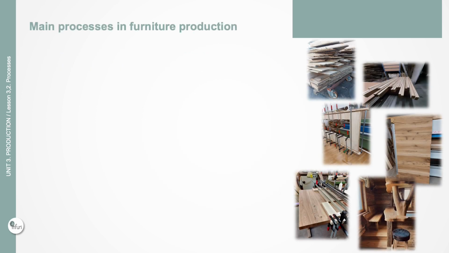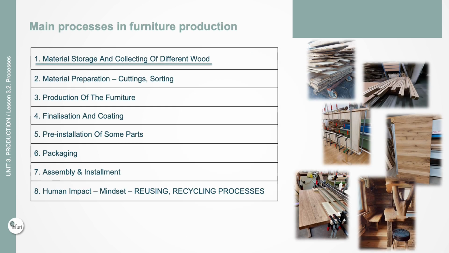Main processes in furniture production. 1. Material storage and collecting of different wood. 2. Material preparation: cuttings, sorting. 3. Production of the furniture. 4. Finalization and coating. 5. Pre-installation of some parts. 6. Packaging. 7. Assembly and installment. 8. Human impact, mindset, reusing and recycling processes.